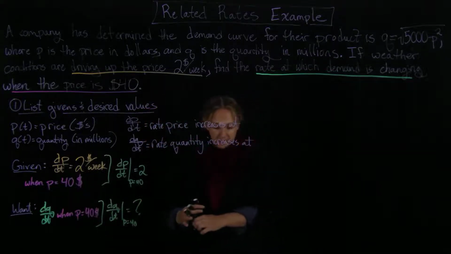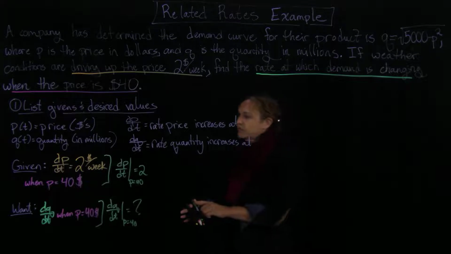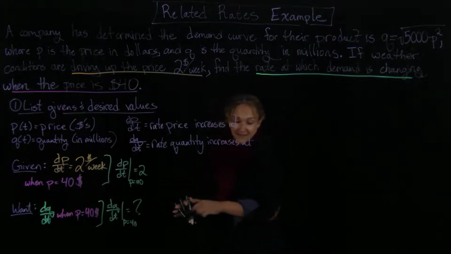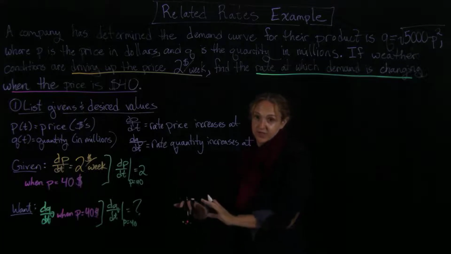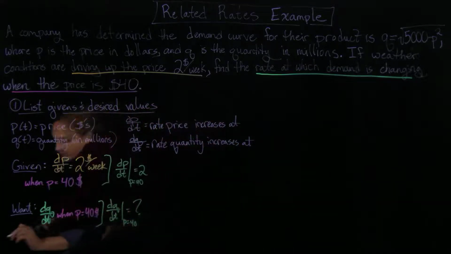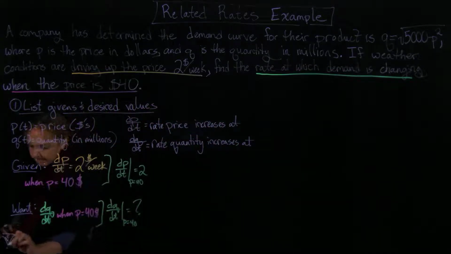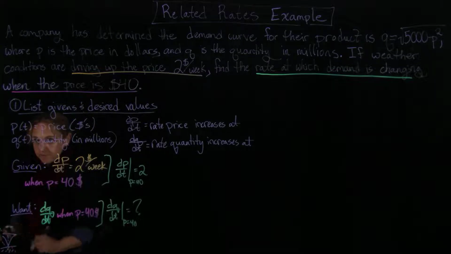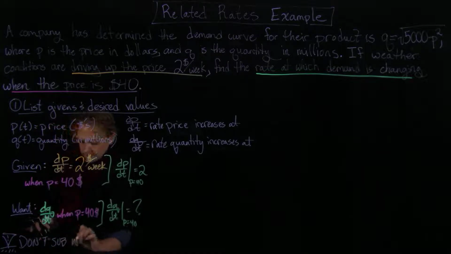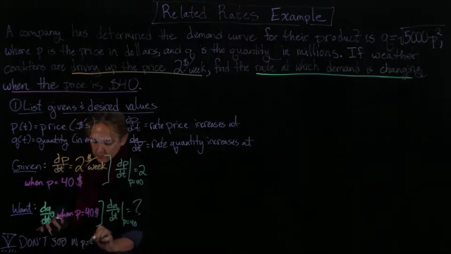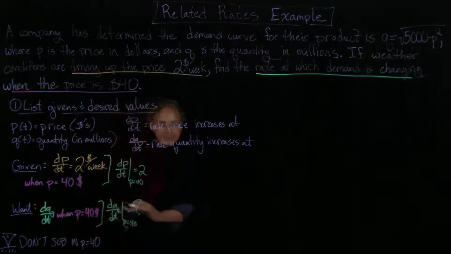There's a cautionary tale here, which is: don't sub in P equals 40 until we're done differentiating. So this is our caution. Don't sub in P equals 40 until we're done differentiating.